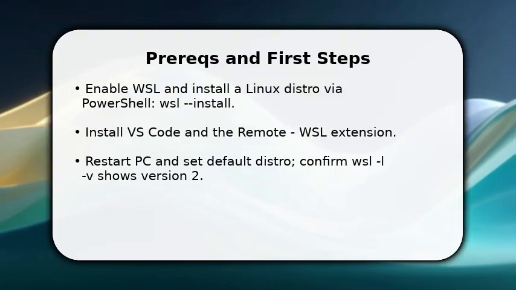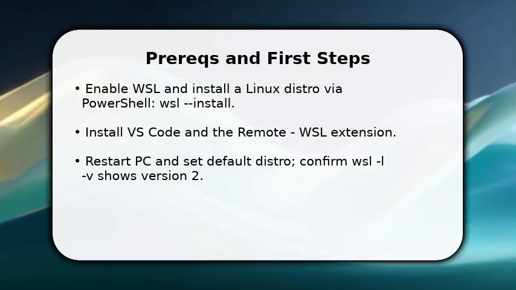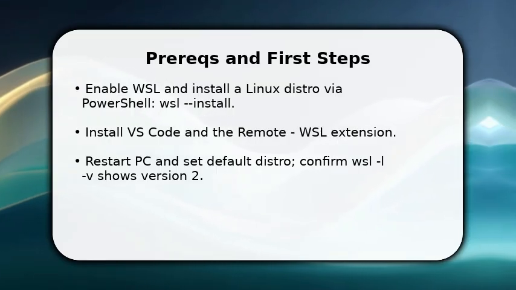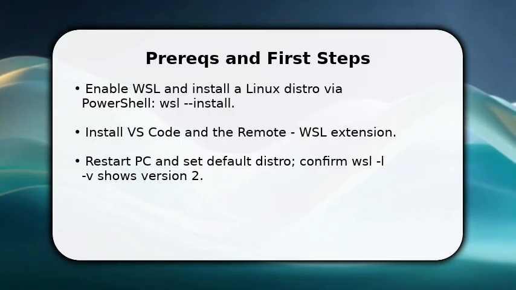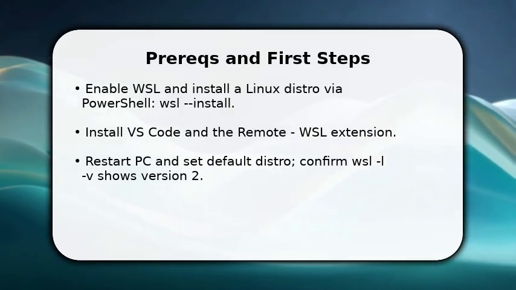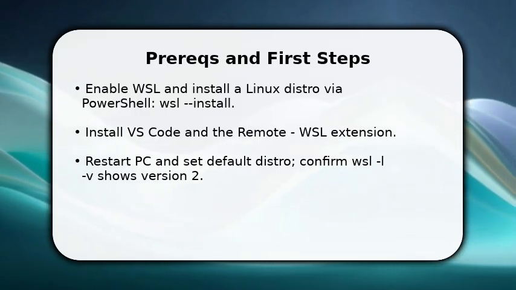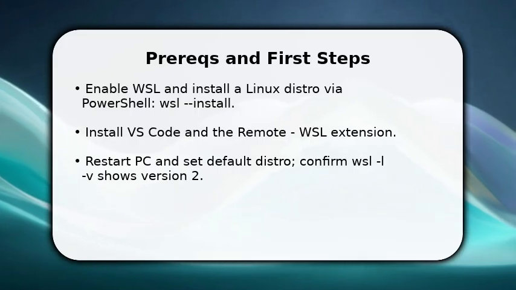You'll start by enabling WSL and installing a Linux distro. This gives you a real Linux environment to work in. Once done, install VS Code and the Remote WSL extension so VS Code can talk to that distro. Make sure to reboot or restart your session and confirm wsl -l -v shows your distro on version 2. This ensures proper file system and performance.